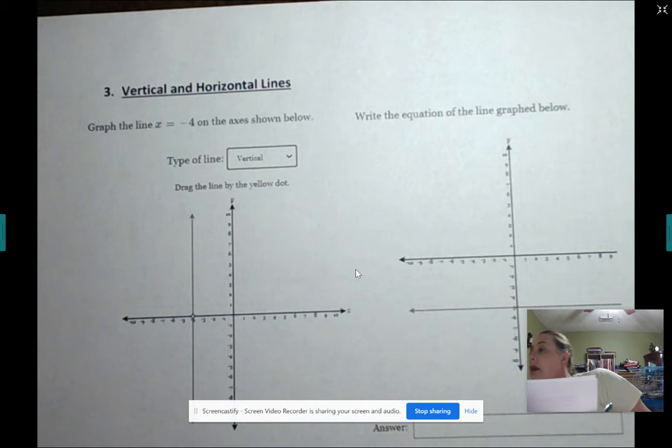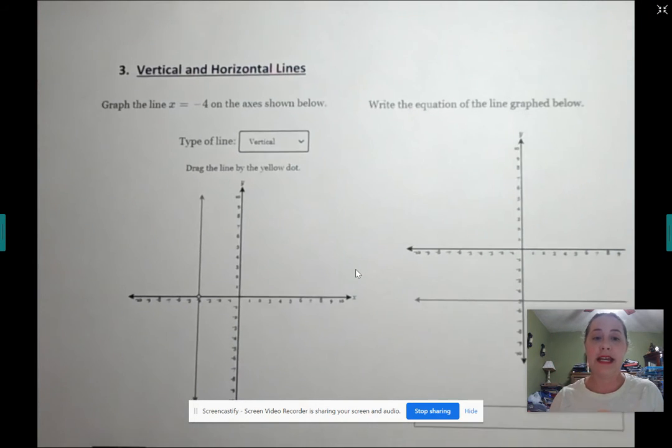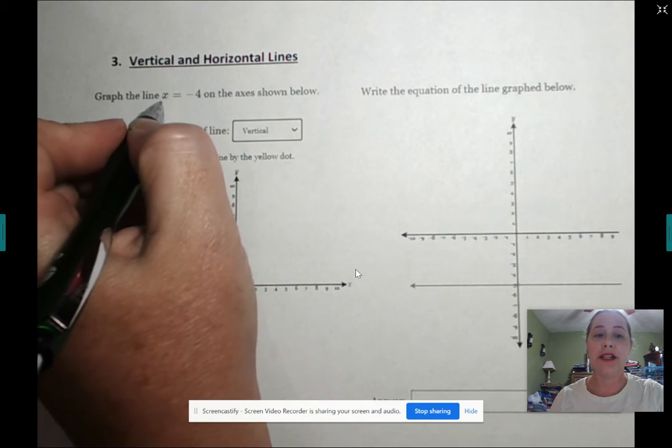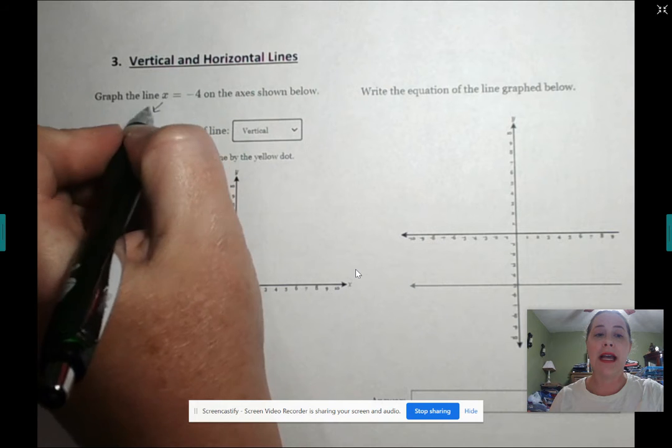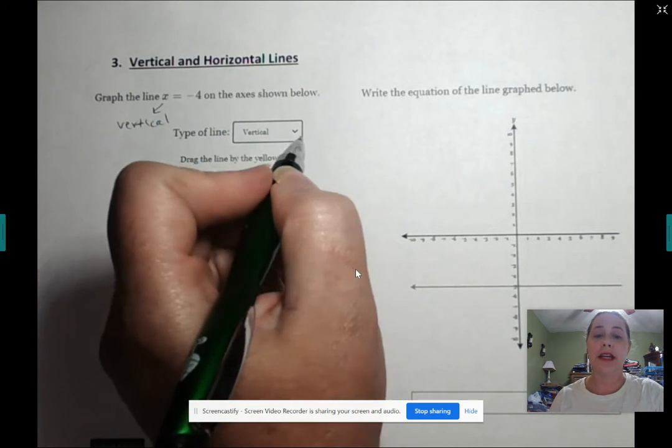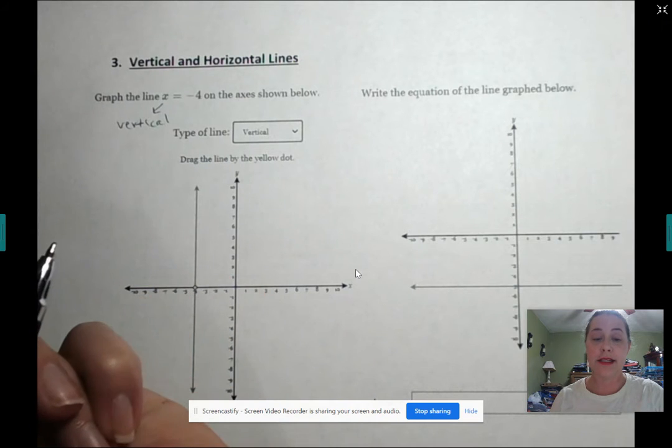Yes. So vertical and horizontal lines. Remember, on the first page, I gave you an example that a vertical line always starts with x equals. So if I see an equation that starts with x equals, I know this is a vertical line. I would choose the vertical option here.